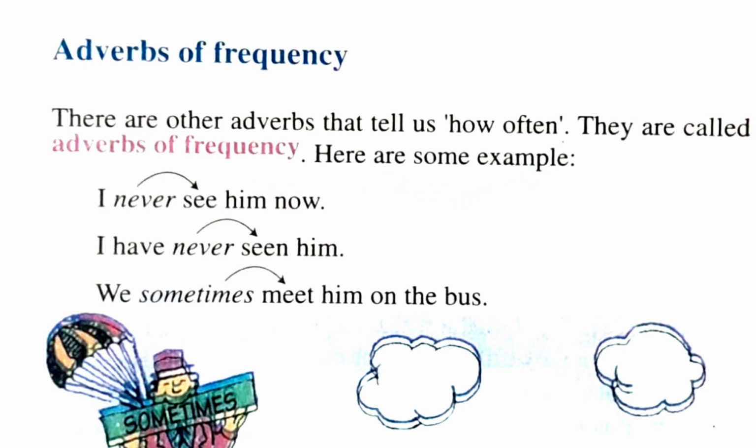Here are some examples. I never see him now. I have never seen him. We sometimes meet him on the bus. See, in this place, if I asked the question how often I see him now, the answer is never. Same thing, I have never seen him. How often? Never. And we sometimes meet him on the bus. How often do we meet him on the bus? Sometimes. So this way, when we ask the question how often to the verb, the answer that comes is the adverb of frequency.